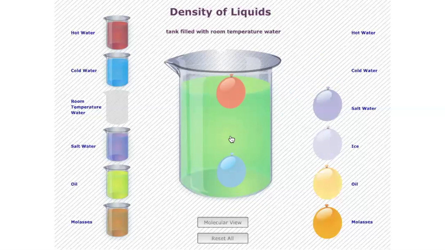It did something different. Okay, why did it do something different? We've got hot water on top and cold water on bottom, and room temperature water just kind of swirling around it. Right? What is the difference between these two balloons? One is hot water, one is cold water. So, how do you think the temperature of a material will affect its density? Right? Remember, less dense things float, more dense things sink.